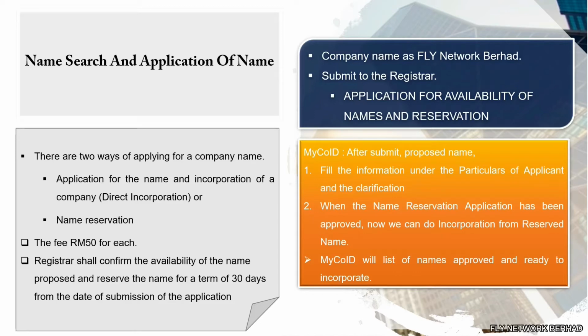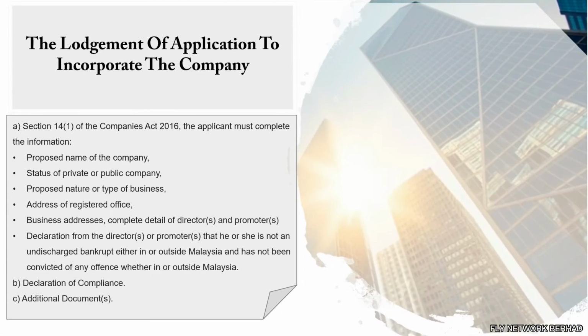MyCoID will list the names approved and ready to incorporate. Under the lodgement of application to incorporate the company, we must complete the information under Section 14 Subsection 1 of the Company Act 2016.